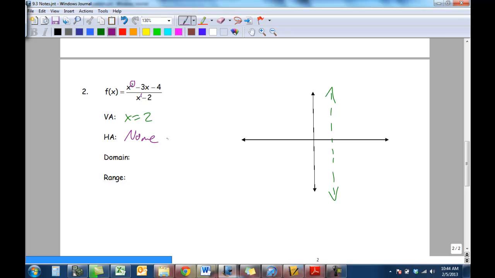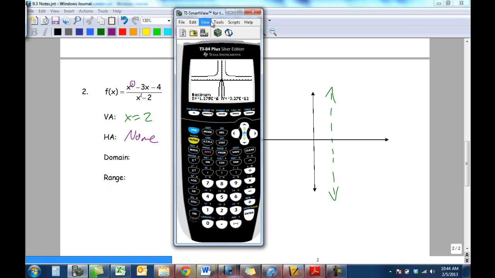Let's take a look at this. If we were to graph this, here we have parentheses.